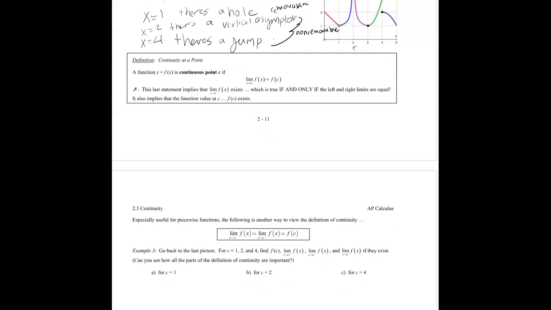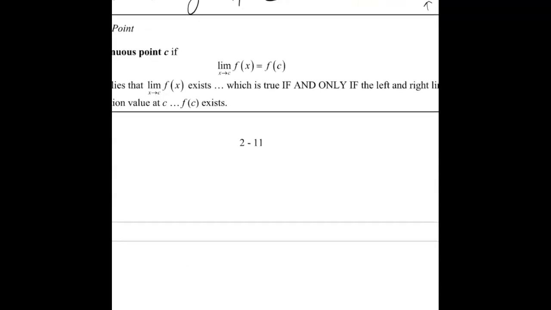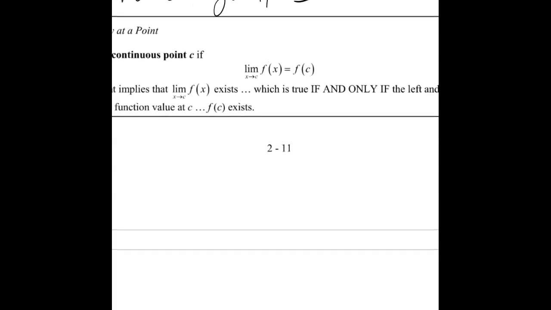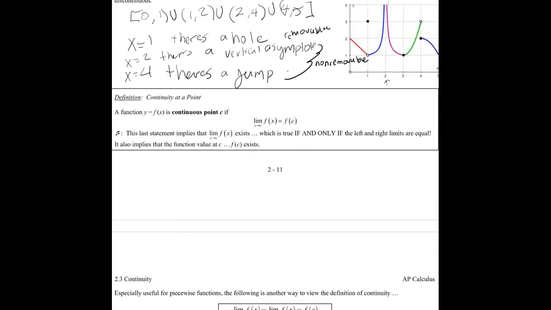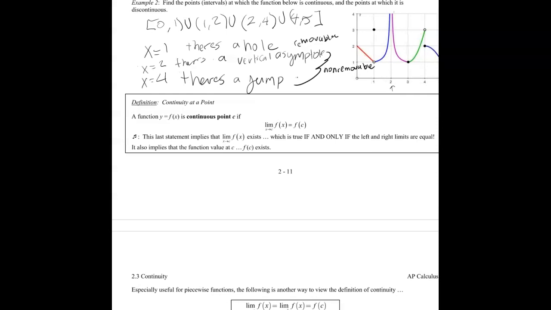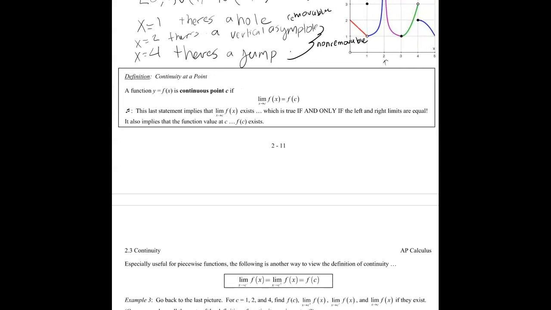Alright, so now let's talk about what it means to be continuous at a point. A function y equals f of x is continuous at point c if the limit as x approaches c of f of x is f of c. What that last statement implies is that the limit as x approaches c of f of x exists if and only if the left and right limits are equal, and it also implies that the function value at c is, well, f of c. So when you plug in c, you get some constant value.